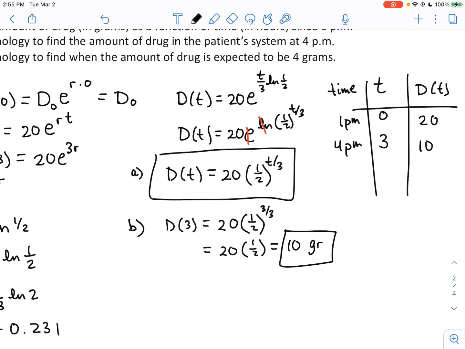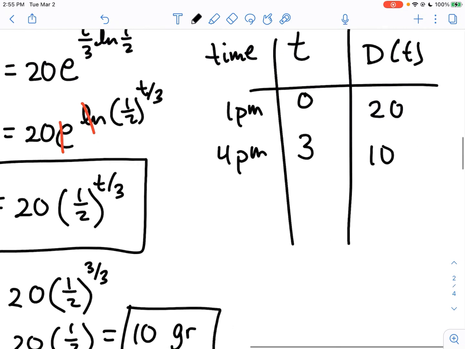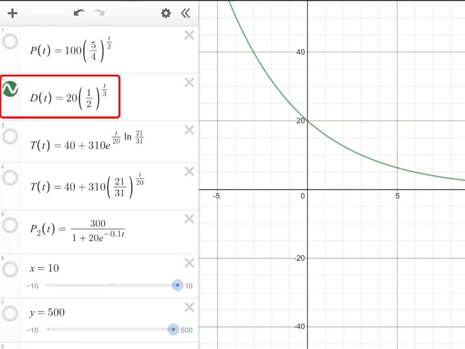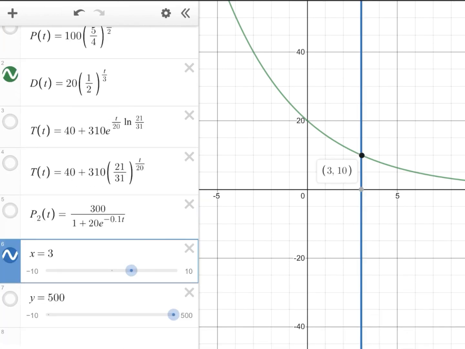And now for part C, use technology to find when the amount of drug is expected to be 4 grams. So now for part C, we're saying, okay, when this gets down to 4, at what t value is that? And then we've got to figure out what time that is. So I'll use technology for this part. So here's 20 times 1/2 raised to the t-thirds. And we were interested in time 3. Here's that 3, 10 that we already knew about.